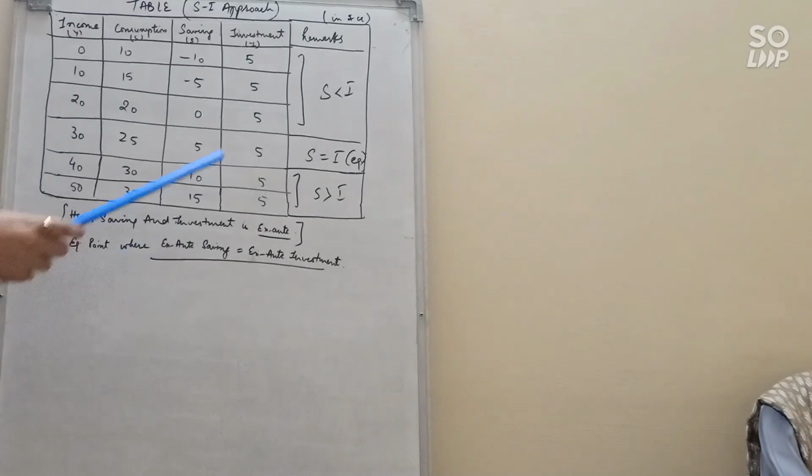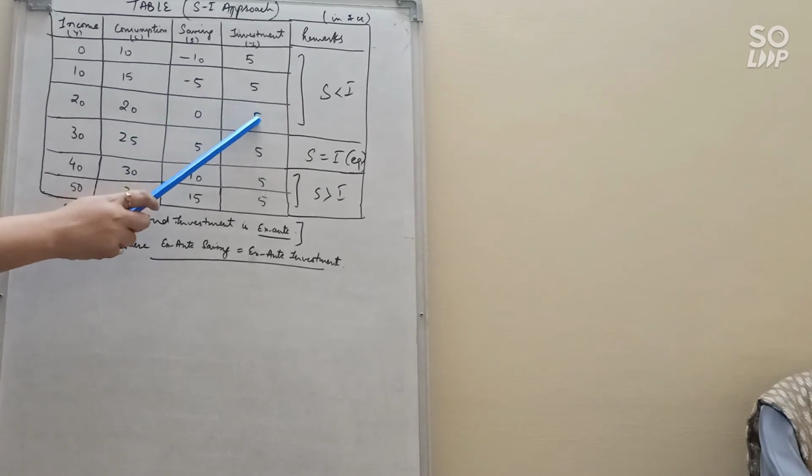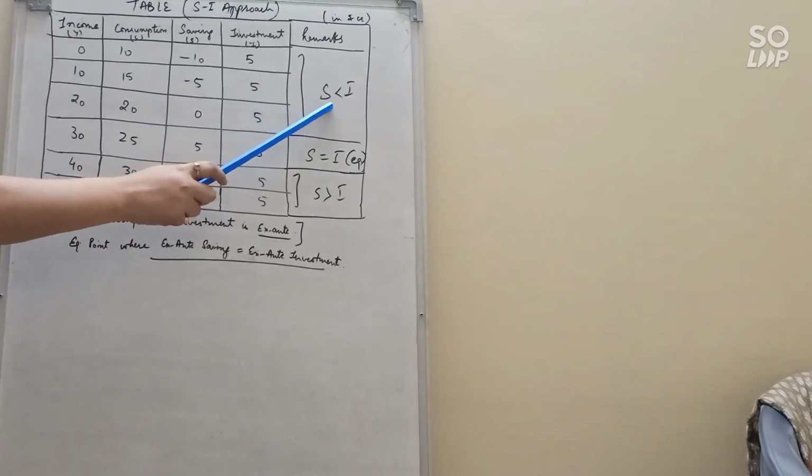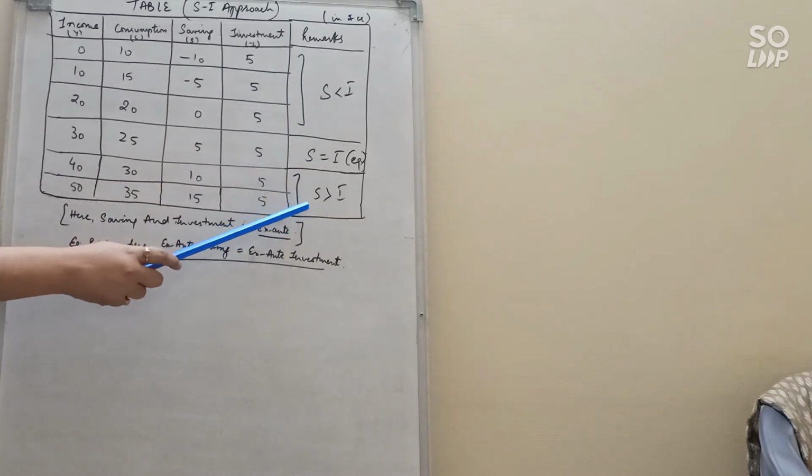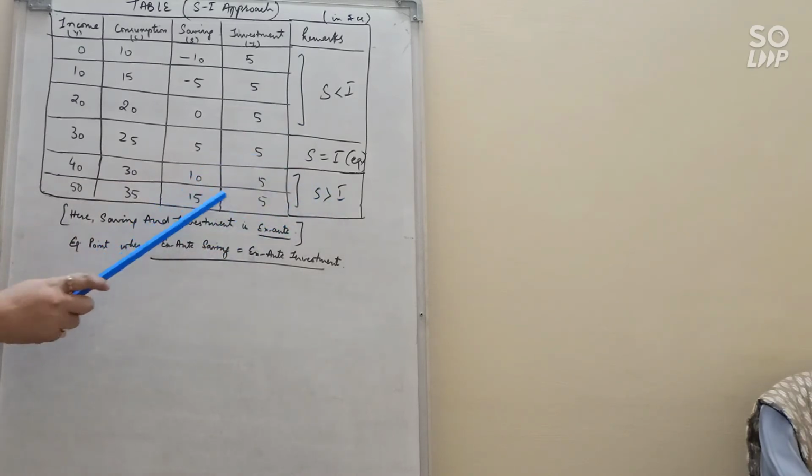Before this point, you can see that saving is less than investment. Planned saving is less than planned investment. And after it, planned saving is more than planned investment. One very important point in this approach is that both saving and investment are ex ante, it means planned. So the equilibrium point is where ex ante saving is equal to ex ante investment.